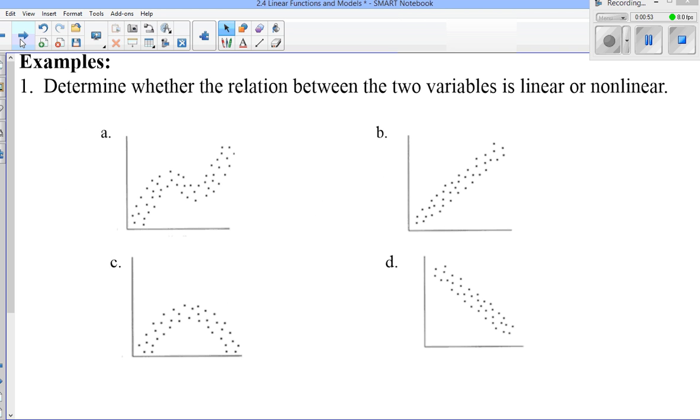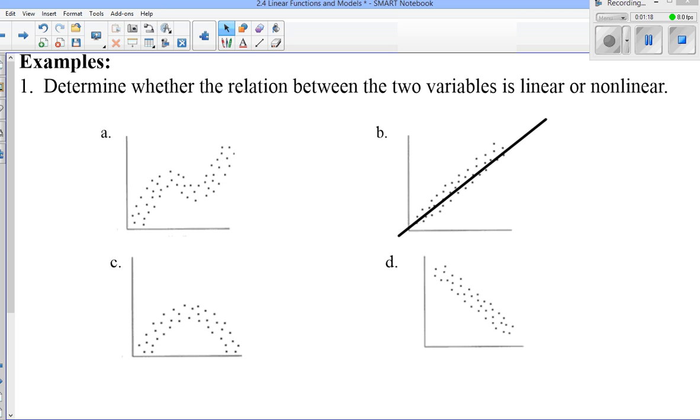So, an example: we can have scatter plots, and we're looking to see if they can be modeled with a linear equation. If I take a line tool and try to model some of these with a line, it's not going to be very close. So A, I would say, is not a good fit for a linear application. Neither is C. You can't fit that data.